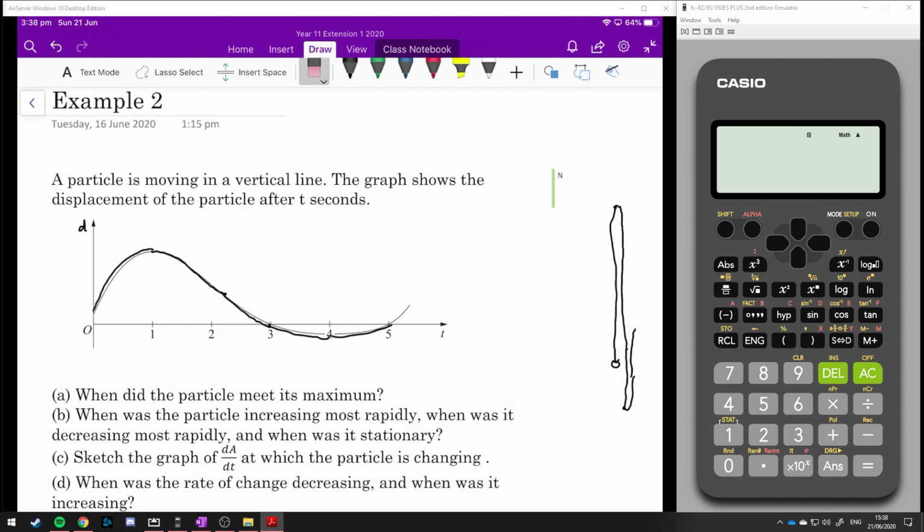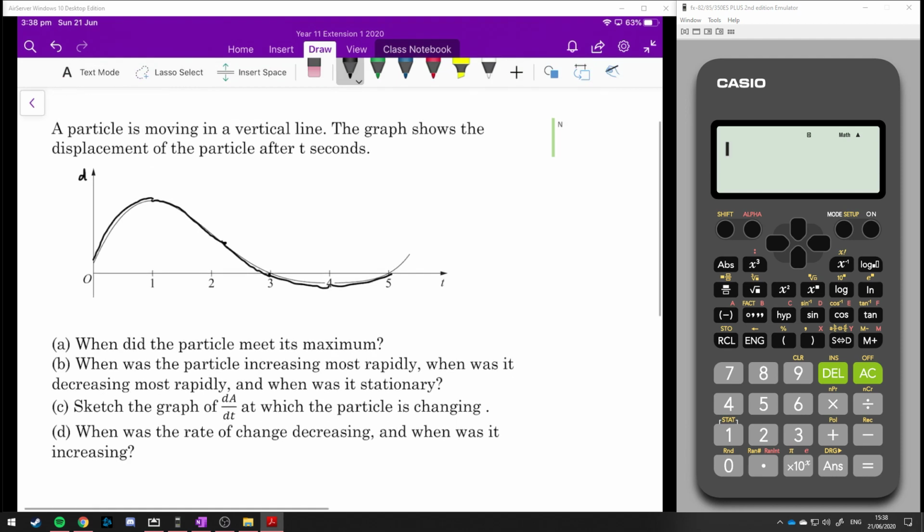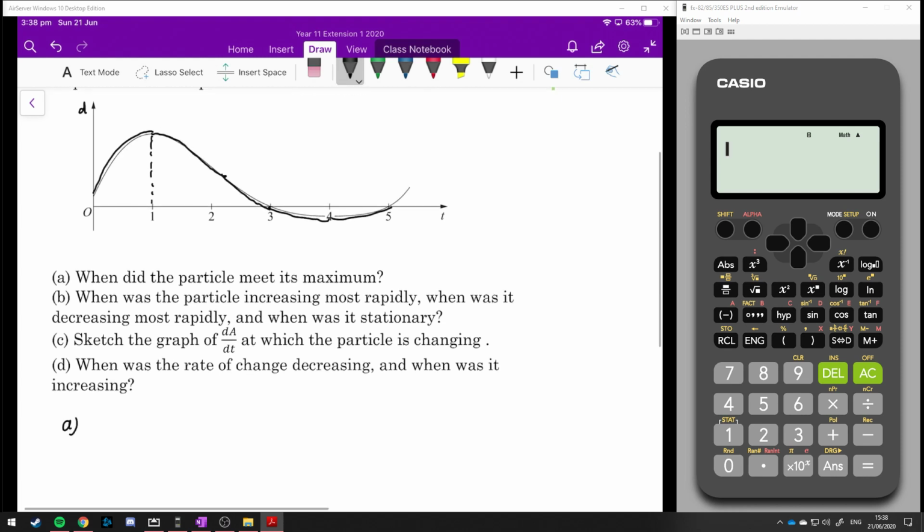Okay, so let me just erase this. So when did the particle meet its maximum? So when was it at its highest point, because it's a vertical line? Well, it's pretty easy. It was at its highest point when t was equal to 1. So it was at its maximum when t is equal to 1.